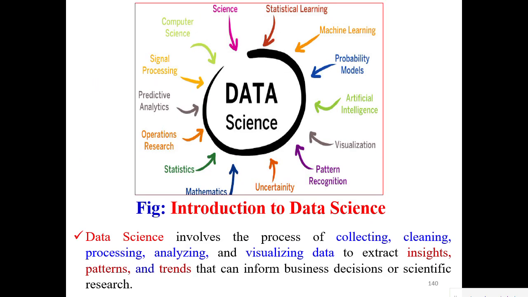That's why data science consists of various terminology and jargon, like it relates to computer science, signal processing, predictive analytics, operations research, statistics, mathematics, uncertainty, pattern recognition, visualization, artificial intelligence, probability models, machine learning, deep learning, etc. So that's why data science involves the process of collection of the data, cleansing the data, pre-processing the data, analyzing the data, and finally visualizing the data to extract meaningful, interesting patterns, insights and trends that can inform business decisions or scientific research.